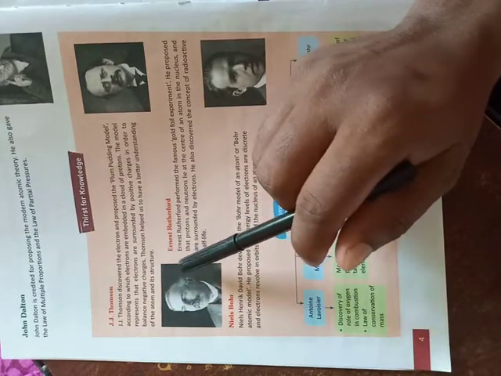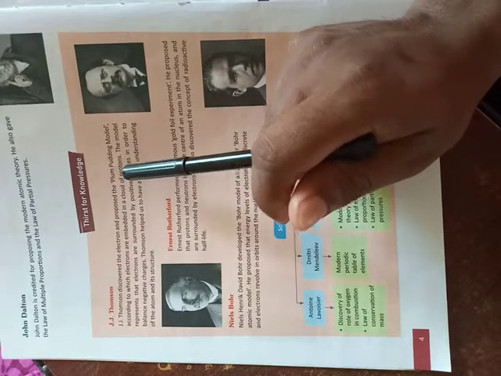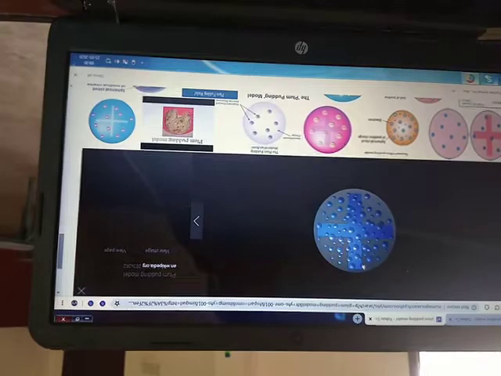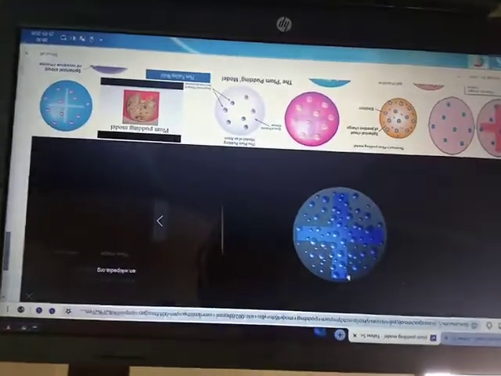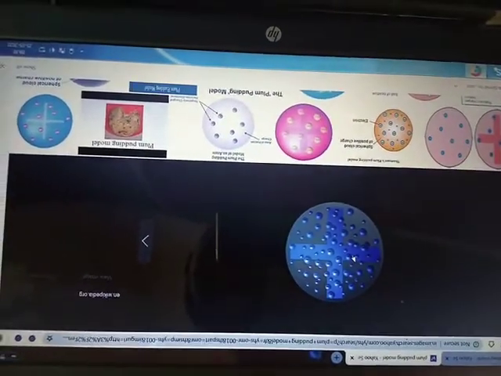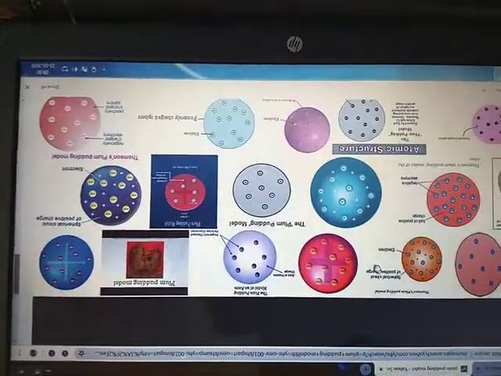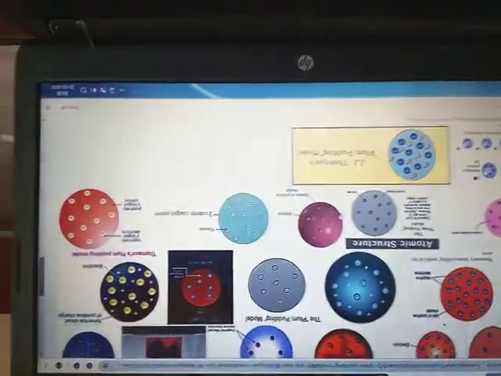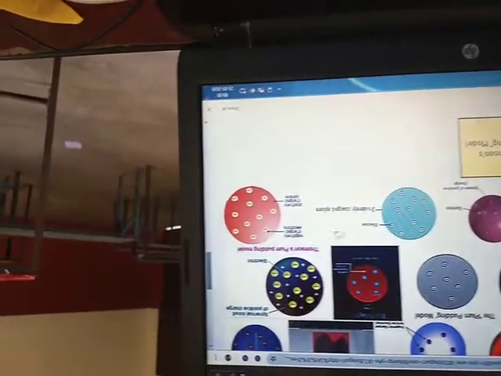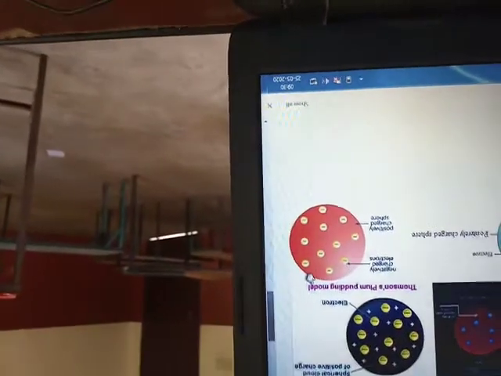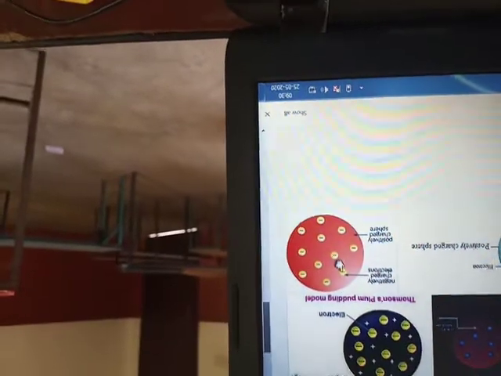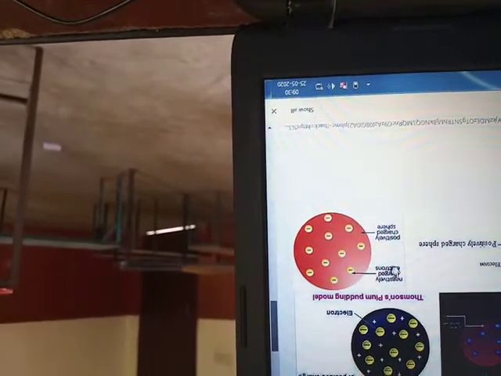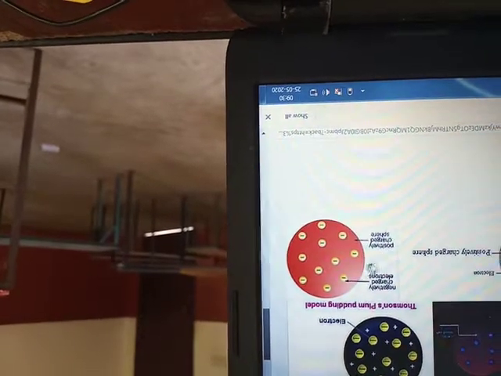Now let us see the picture of the Plum pudding model. This is the Plum pudding model. You could see this picture. Now let us see the lower one. You can see this red one. Just see this negative sign that is given. This negative sign is called negatively charged electrons.